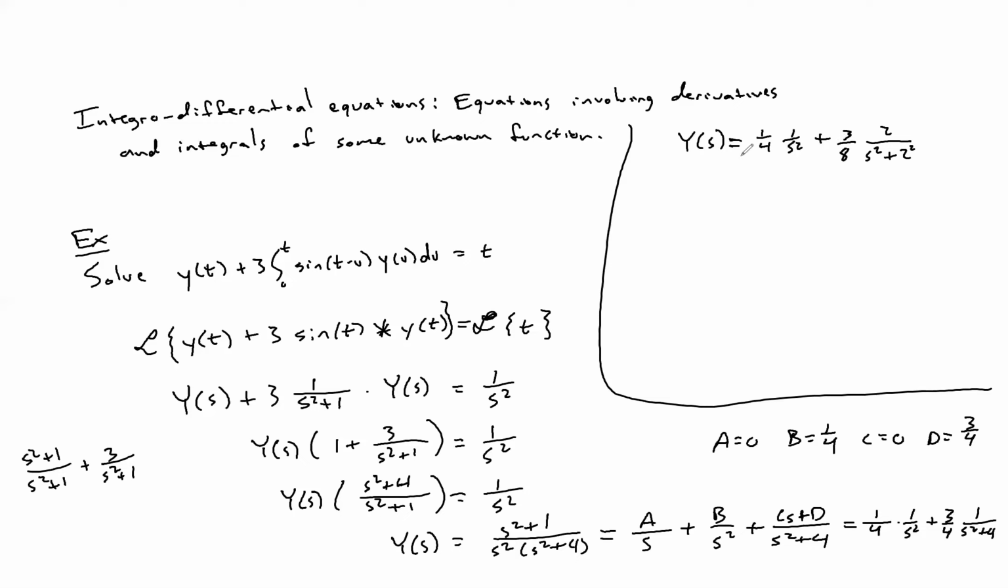All right, so then taking the inverse Laplace transform to get my final answer, y of t equals the inverse Laplace transform of everything we have on the right-hand side. So our final solution, y of t equals 1/4 times the inverse Laplace transform of 1 over s squared, which is just t, plus 3/8 times the inverse Laplace transform of 2 over s squared plus 2 squared. That's sine of 2t.